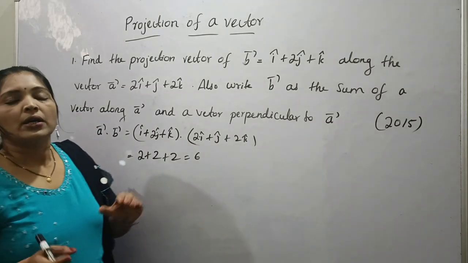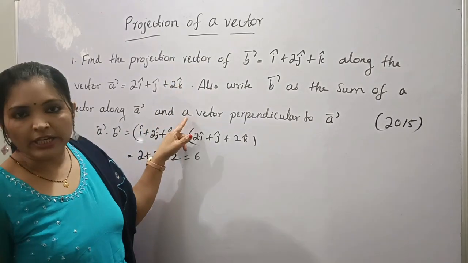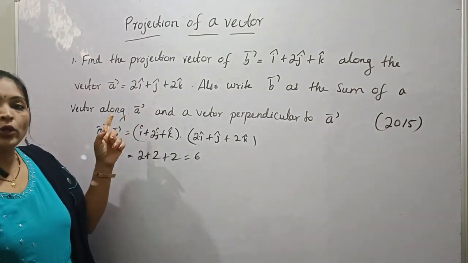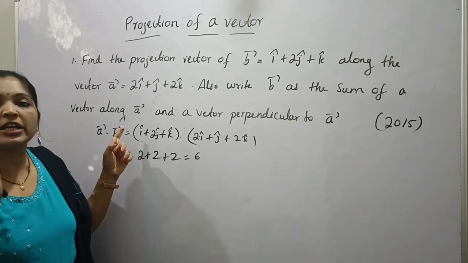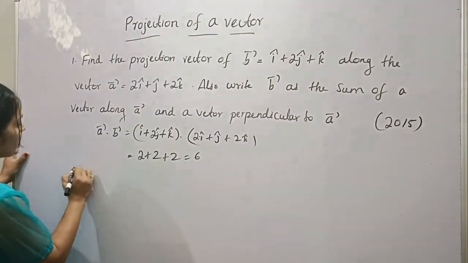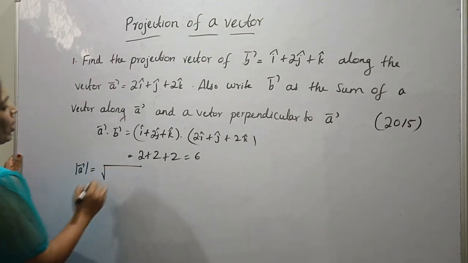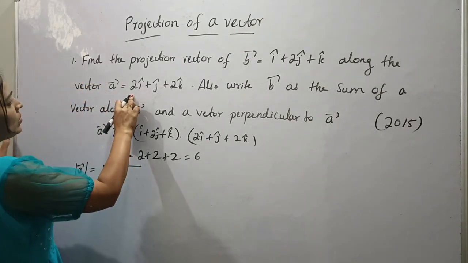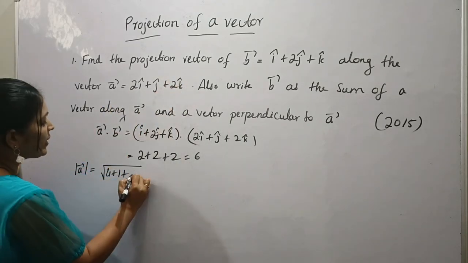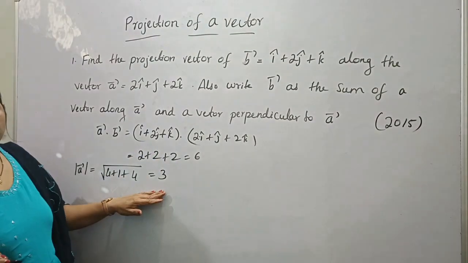So here we have got vector A dot vector B. We have to find the projection vector of vector B on vector A. So here we need to find it on vector A, so the denominator is modulus of vector A squared. Let's find modulus of vector A. That is the square root of 2 squared is 4, 1 squared is 1, 2 squared is 4, that is 9. Square root of 9 is 3.